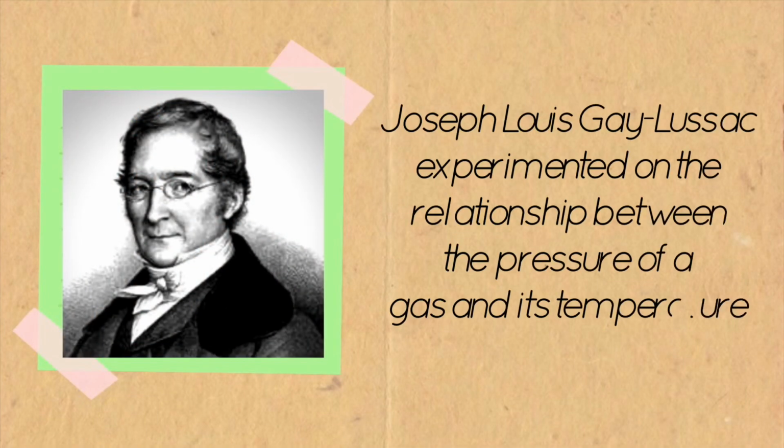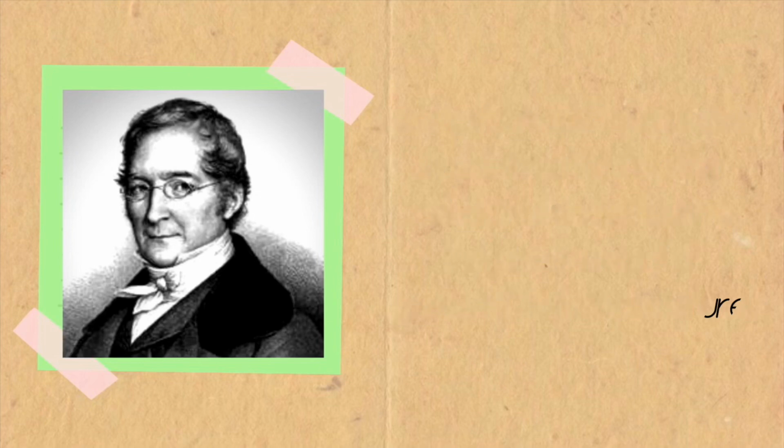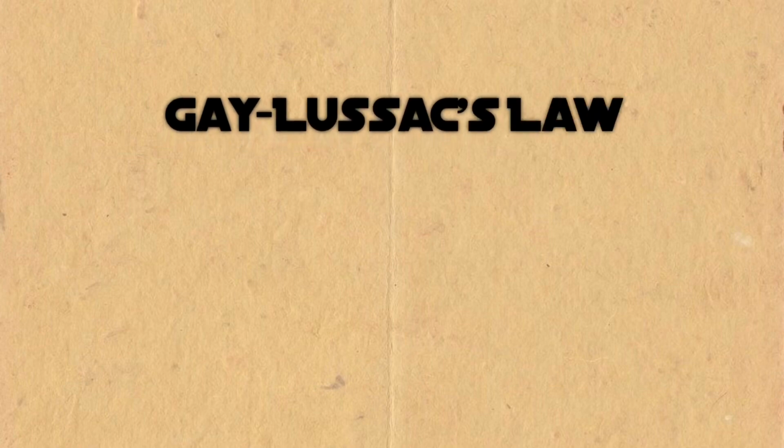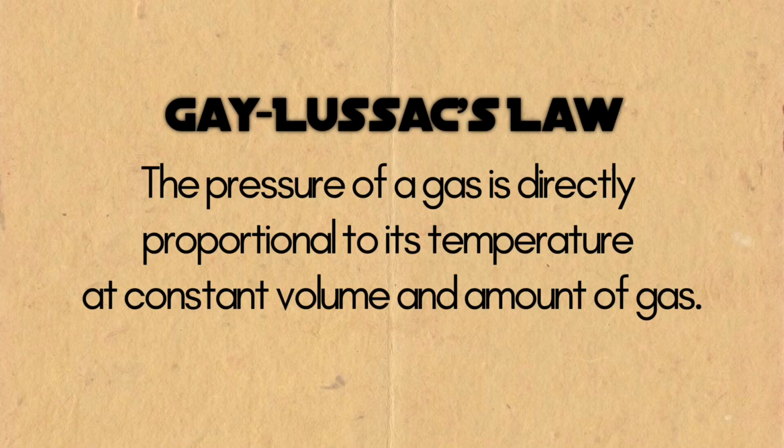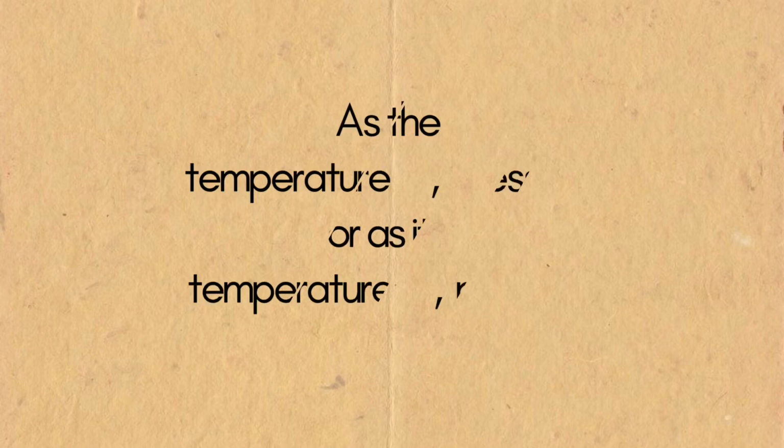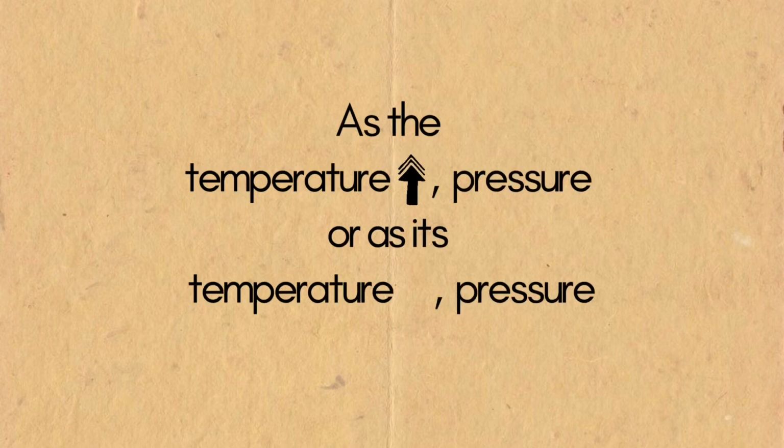It was Joseph Louis Gay-Lussac who experimented on the relationship between the pressure of a gas and its temperature and formulated what we call Gay-Lussac's Law, which states that the pressure of a gas is directly proportional to its temperature at constant volume and amount of gas. This means that as the temperature of a gas increases, its pressure also increases, or as its temperature decreases, its pressure also decreases.